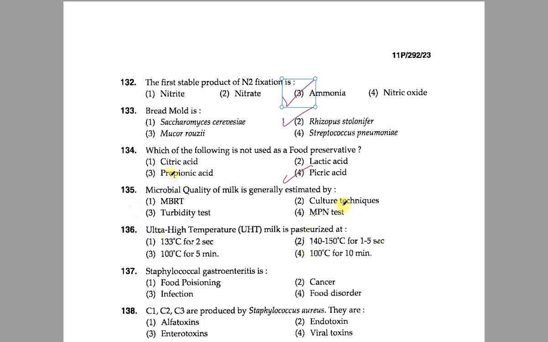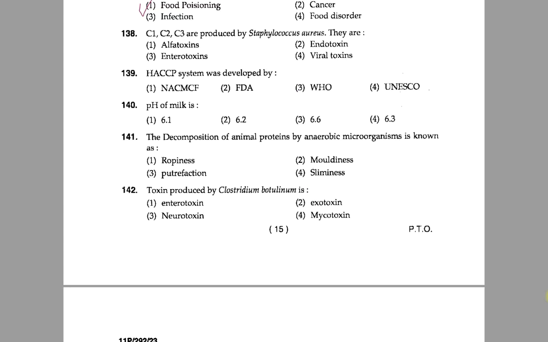Question number 137. Staphylococcal gastroenteritis is 1. food poisoning, 2. cancer, 3. infection, and 4. food disorder. The correct one is the first, food poisoning. Question number 138. C1, C2, C3 are produced by Staphylococcus aureus. They are 1. alpha toxin, 2. endotoxin, 3. enterotoxins, 4. viral toxins. The correct one is the 3, enterotoxins.